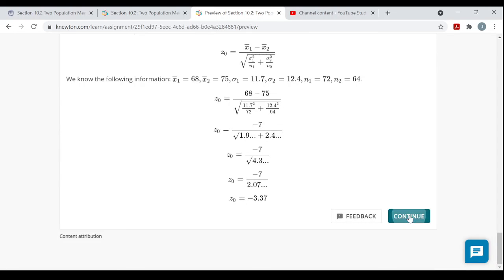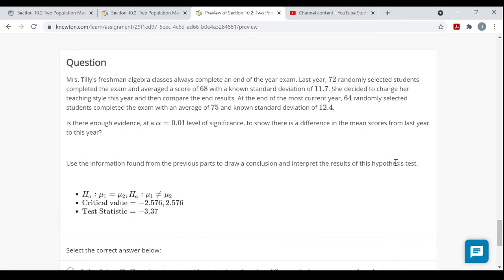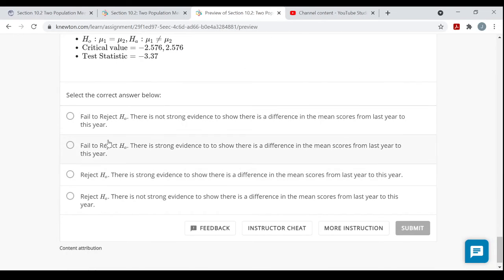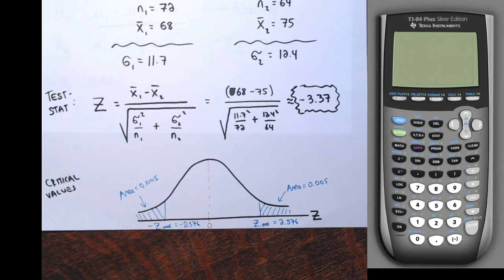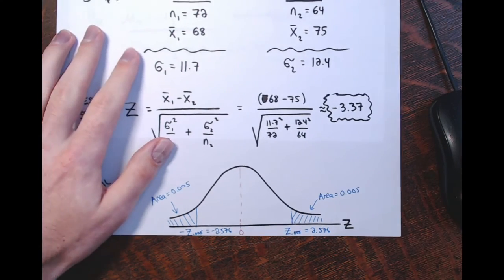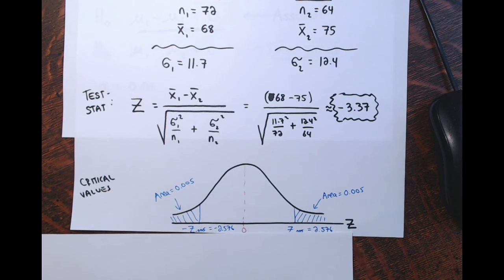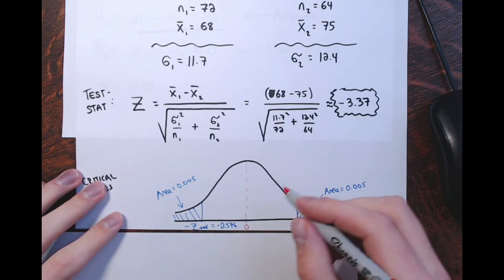And then I'm sure finally they're going to have us make a conclusion. Do you reject the null? Do you not reject the null, or fail to reject it? And then what is the conclusion related to the claim? So I'm going back to my paper. Get rid of the calculator. Now that I've got the critical values set up, the rejection regions, this two-tailed test, our test statistic came back at negative 3.37.